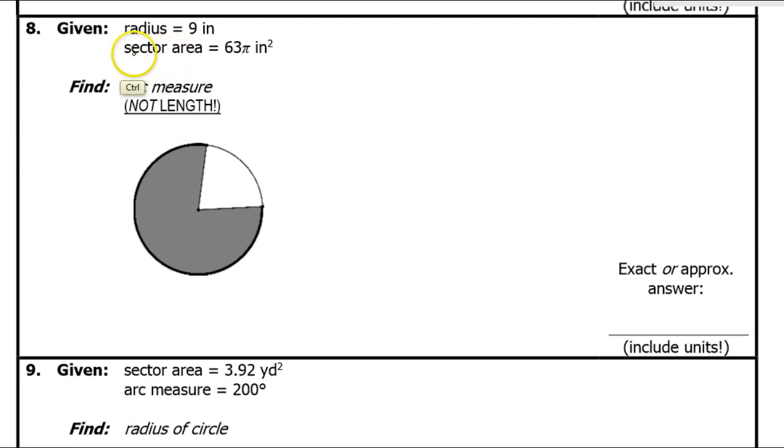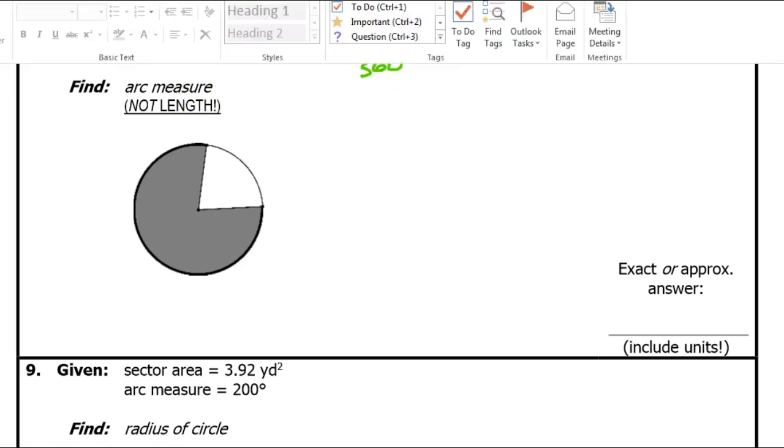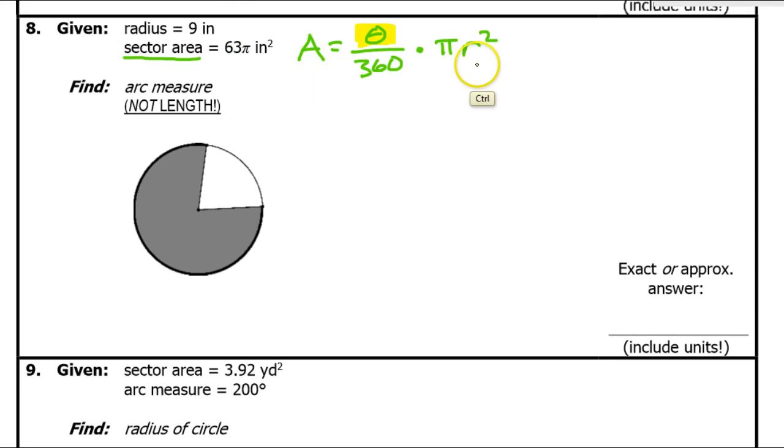Okay, for number 8, I see that we're still dealing with sector area. So as soon as I see that, I'm going to write down the sector area formula, where the sector area is going to be some fraction of the full circle area. So what are we being asked to find? The arc measure, not the length, the arc measure. The arc measure is theta, so we're being asked to find theta. That means we must be given the sector area and the radius. So the sector area is 63 pi. So that's why I will put 63 pi in the place of A.